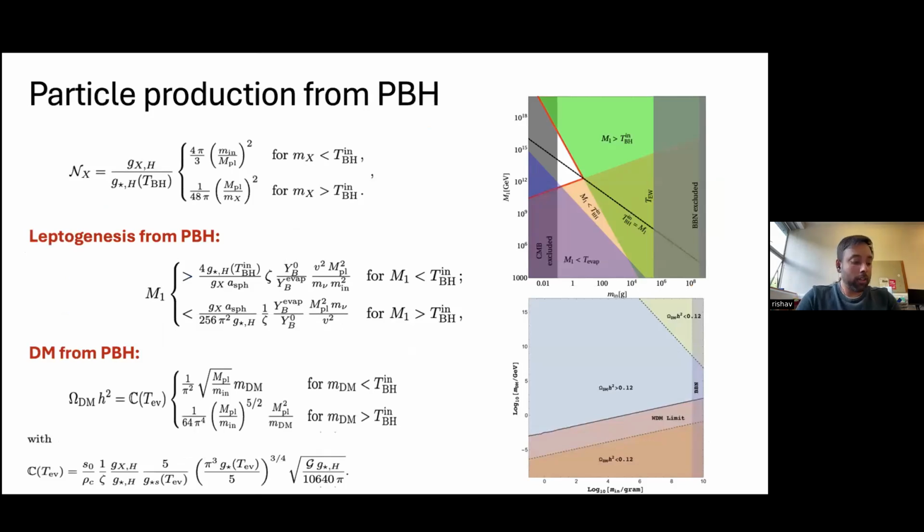So now let me talk a little bit about particle production from PBH. The number density of the particle produced from PBH depends on the mass of that particle and also the instantaneous temperature. If the mass is lesser than the instantaneous temperature at the time of formation, the number density depends on the mass of the black hole. If the mass of the produced particle is larger than the instantaneous temperature at the time of formation, it depends inversely on the mass of the particle produced.